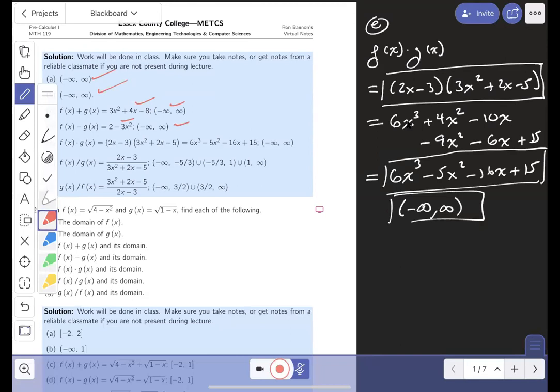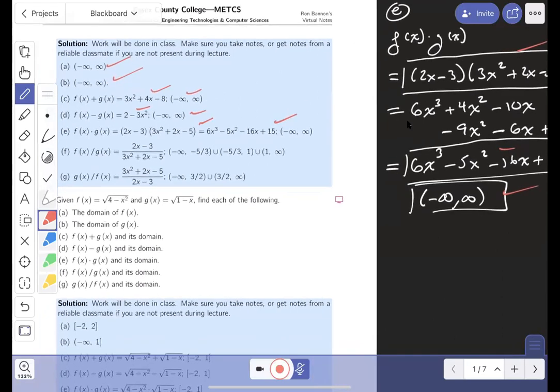Let's look at our key. And I'm looking at this in the key. I'm seeing the 2x minus 3, 3x squared plus 2x minus 5. And I see the expansion. Let me just make sure I'm seeing 6x cubed minus 5x squared minus 16x plus 15. I definitely see that. And I see the intersection of those two sets, which would be minus infinity to infinity. All right, let's go to the next one.